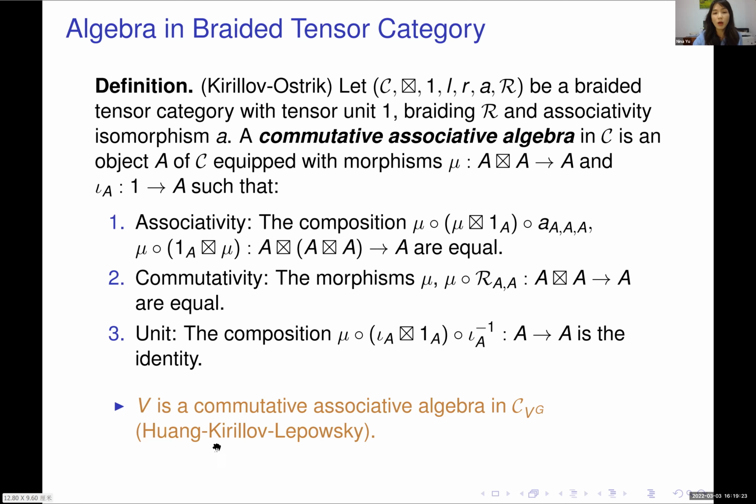And it was proved by Huang, Kirillov, and Pareigis that the VOA V is actually a commutative associative algebra in the category CVG. CVG is of course a braided tensor category, and they prove that, as an object, it satisfies the conditions here. So this is a commutative associative algebra in CVG. So V is an algebra, as an object in the category. And later we are going to consider the representations of V as an algebra in the category.